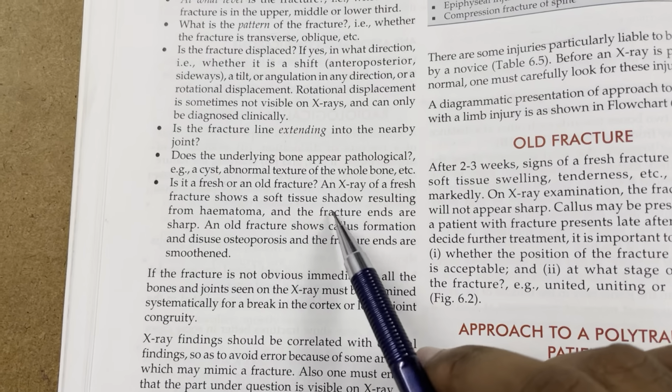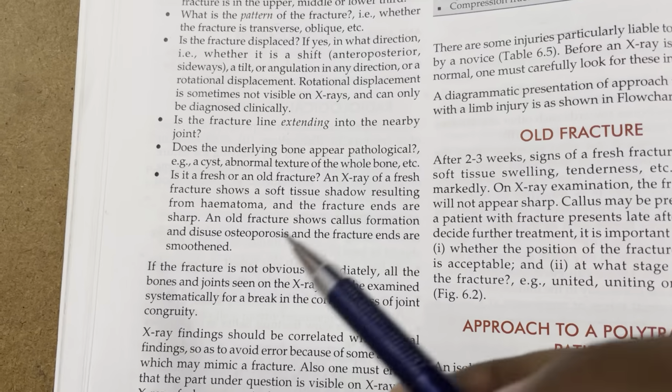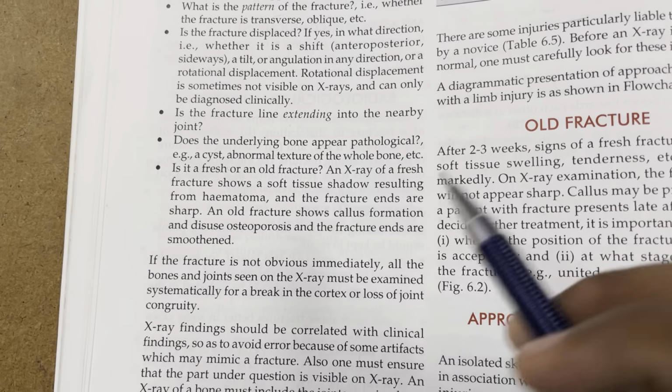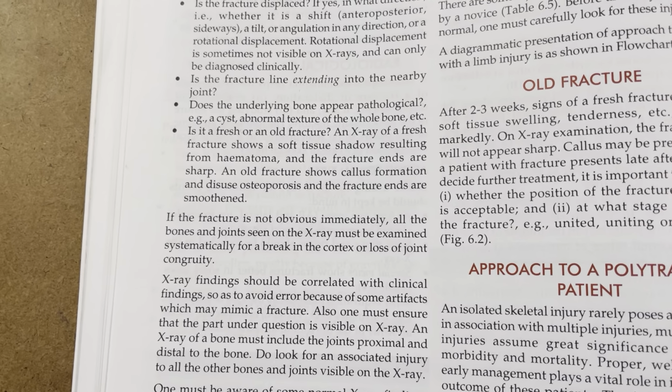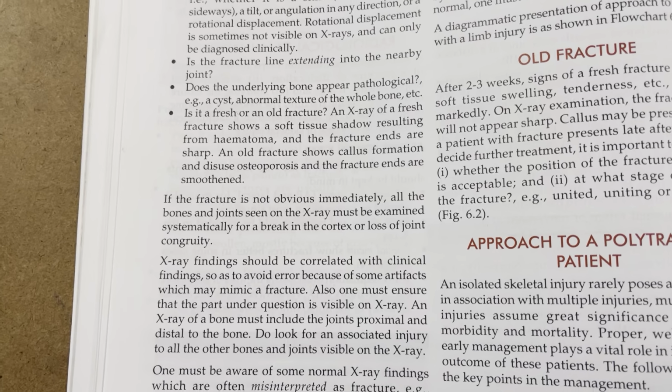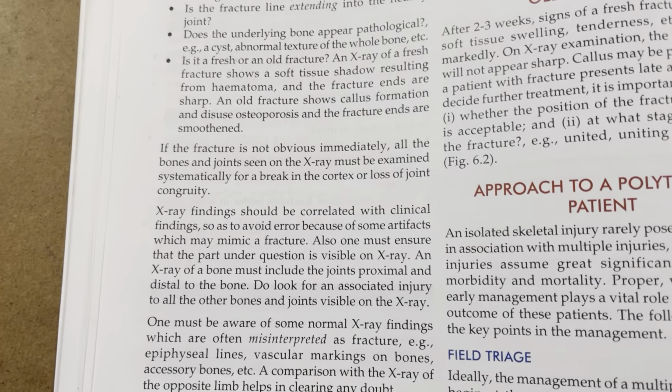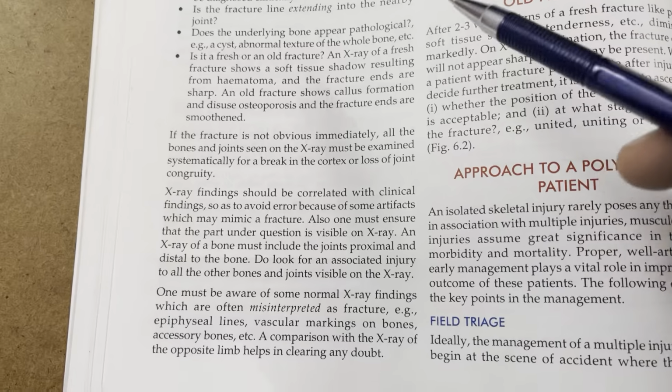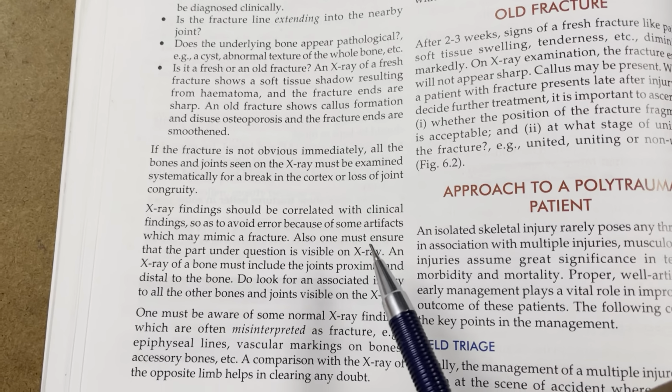So an X-ray of a fresh fracture will show soft tissue shadow because of the hematoma, and the fracture ends are sharp. An old fracture will show callus formation and diffuse osteoporosis, and the fracture ends are smoothened. So X-ray findings should always be correlated clinically.